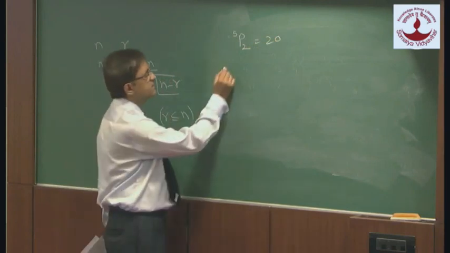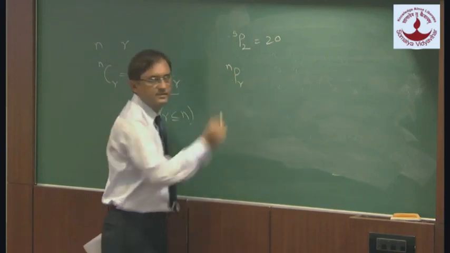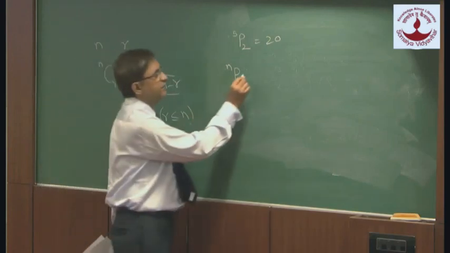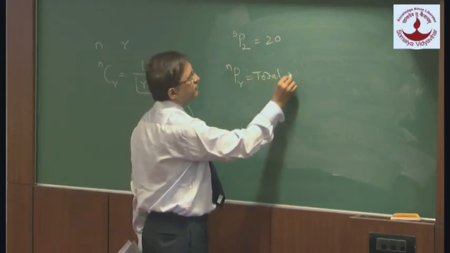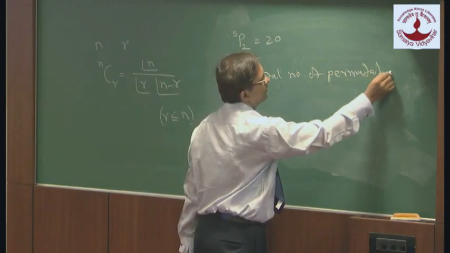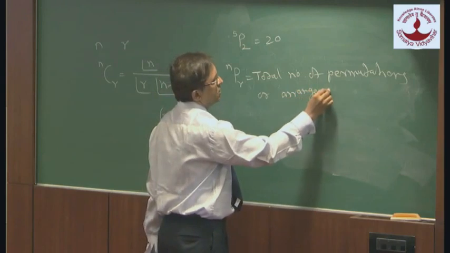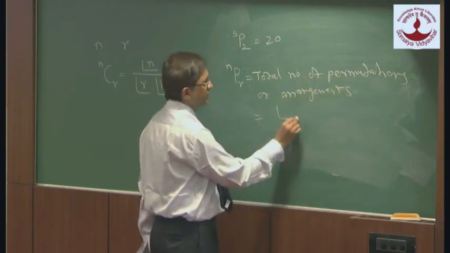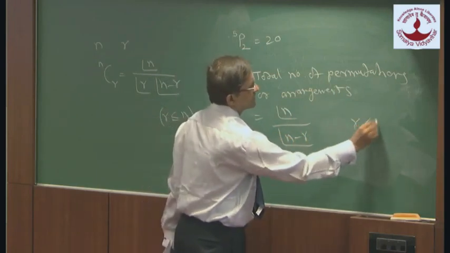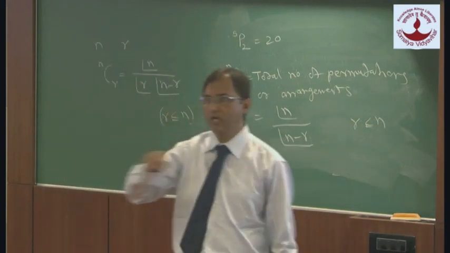In general, from n objects, any r objects can be arranged in nPr ways. This nPr is nothing but the total number of permutations, or arrangements. It is given by the formula n factorial divided by n minus r factorial. Again, r is less than or equal to n. Is this clear? Now this permutation is a linear permutation, arranged linearly.